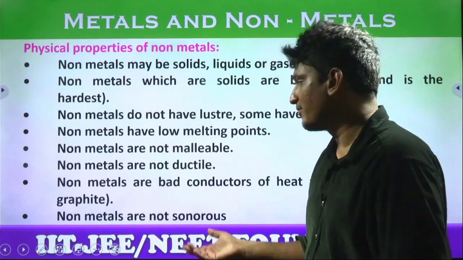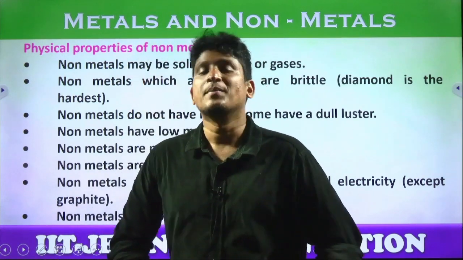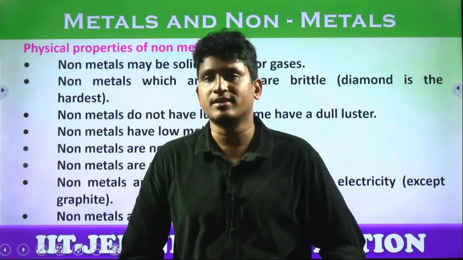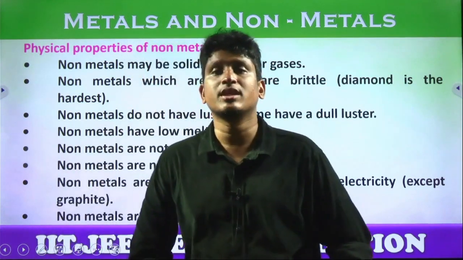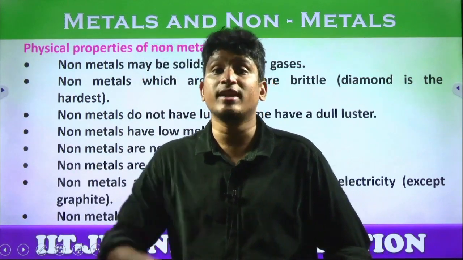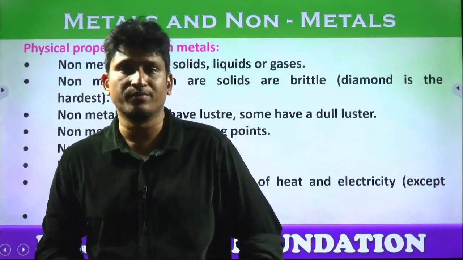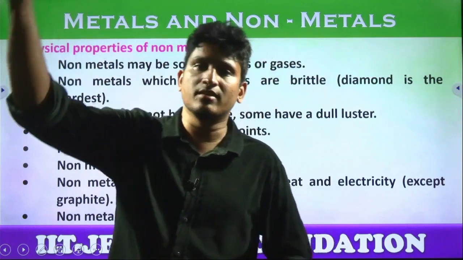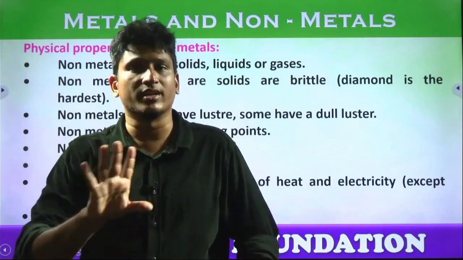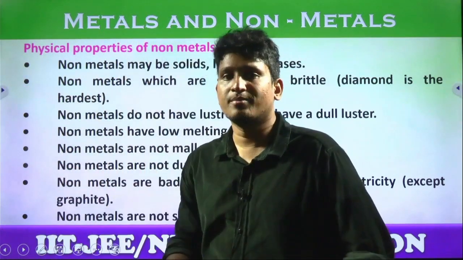Non-metals are bad conductors of heat and electricity except graphite. Listen, this point is very, very important, students. Metals are good conductors of heat and electricity. For what reason? Metals are good conductors of heat and electricity because of the presence of free electrons, which I explained in the previous video, right? Free electrons are the electrons which are ready to lose, almost lost, but they are there only, in that arrangement of the metallic lattice.